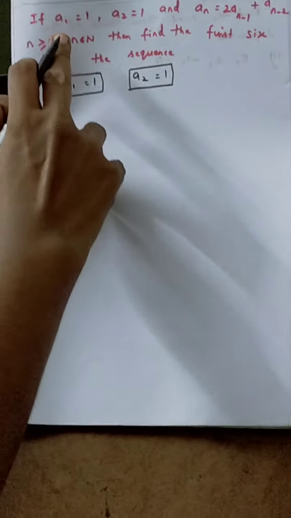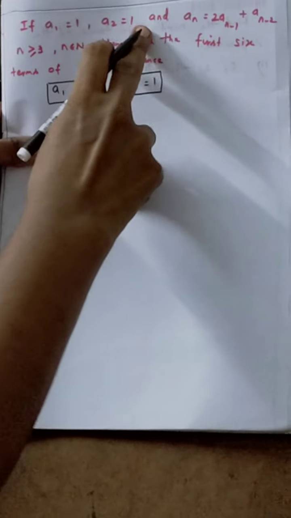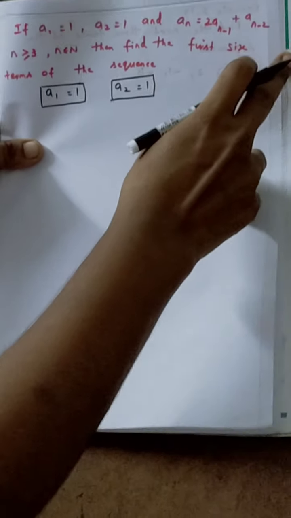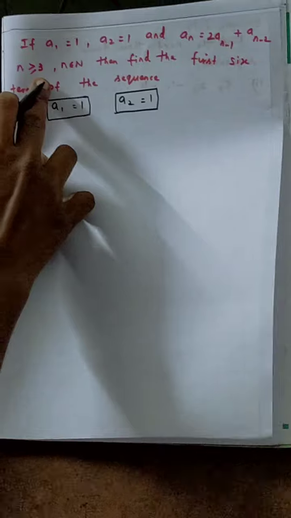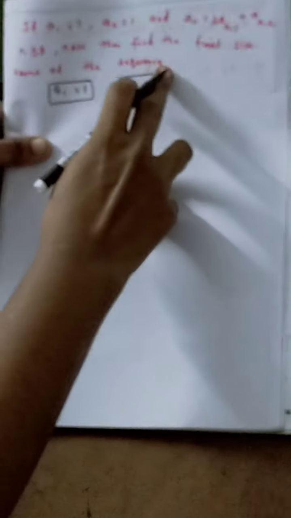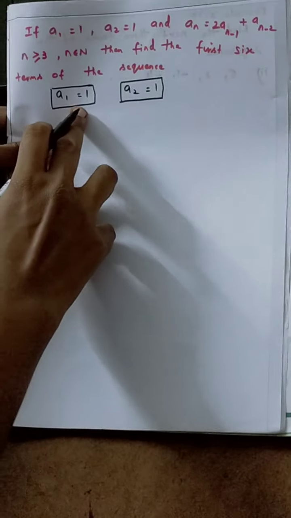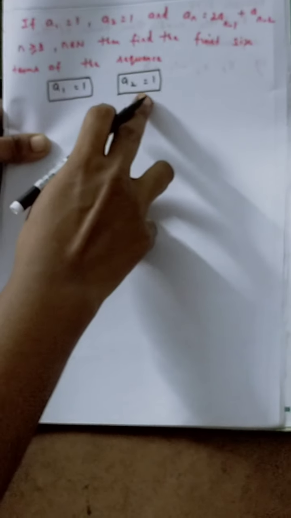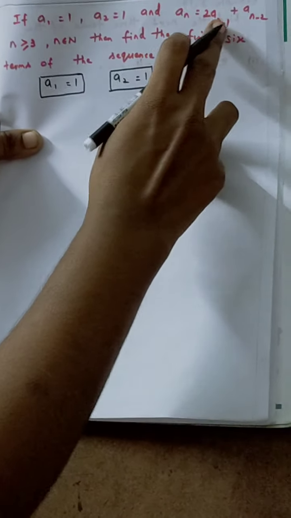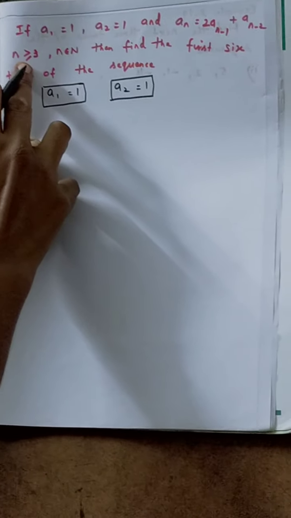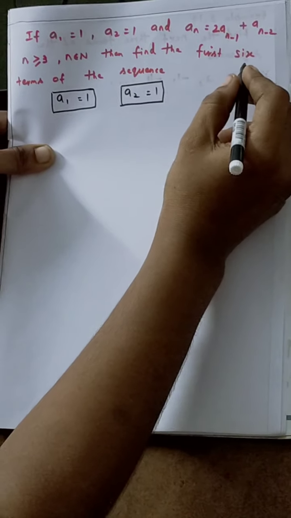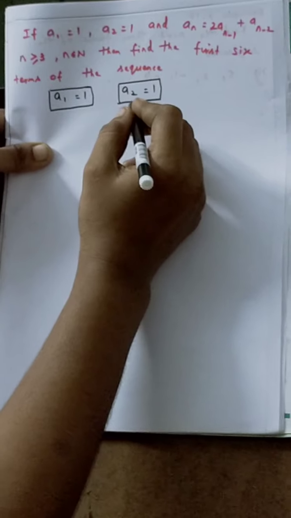Sixth question: if a1 equals 1, a2 equals 1 and a_n equals 2a_(n minus 1) plus a_(n minus 2), n greater than or equal to 3, n belongs to N, then find the first 6 terms of the sequence. a1 equals 1 and a2 equals 1 are already given, then the general form is given for n greater than or equal to 3. So we need to find 6 terms, and 2 terms are already given.